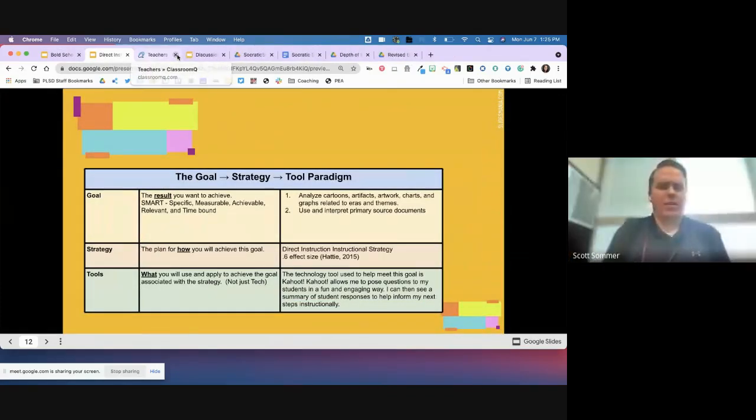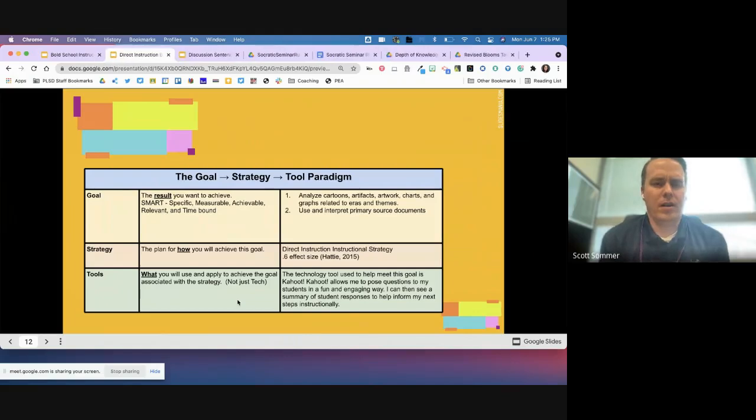So on this page, we had our goal, and this was taken from the example that we used in the book. But the goal was to analyze cartoons, artifacts, artwork, charts, and graphs related to eras and themes, and then use and interpret a primary source document. Okay, so the strategy that we were using for this one would be a direct instruction strategy with a 0.6 effect size. And then the tools that they suggested using were using Kahoot.